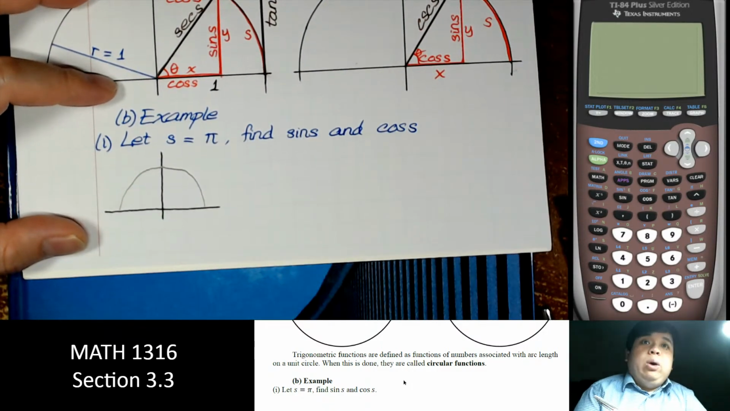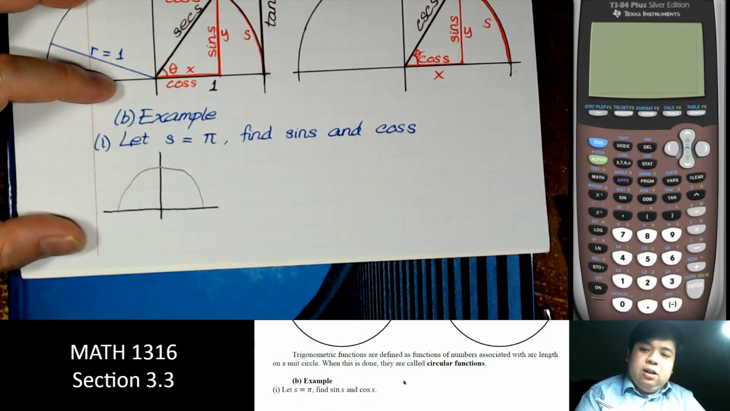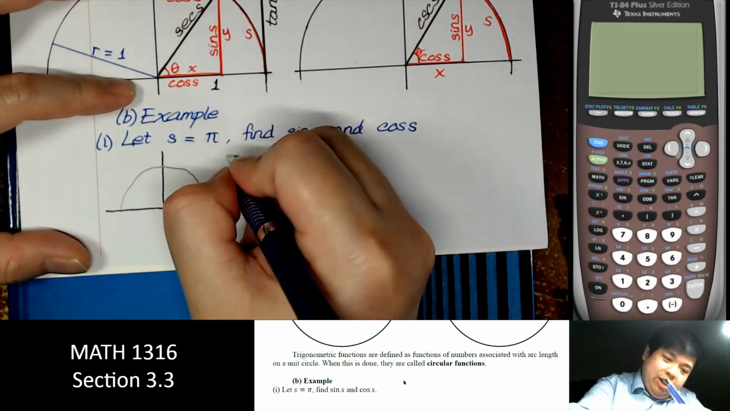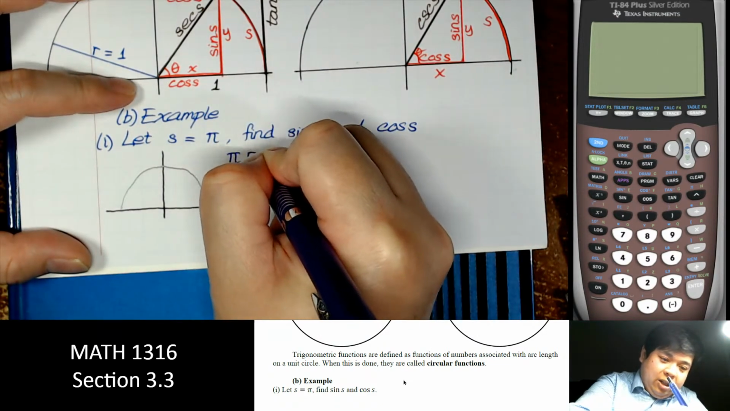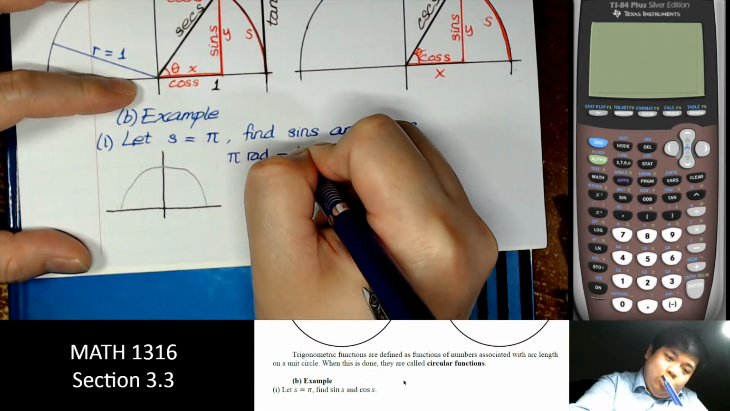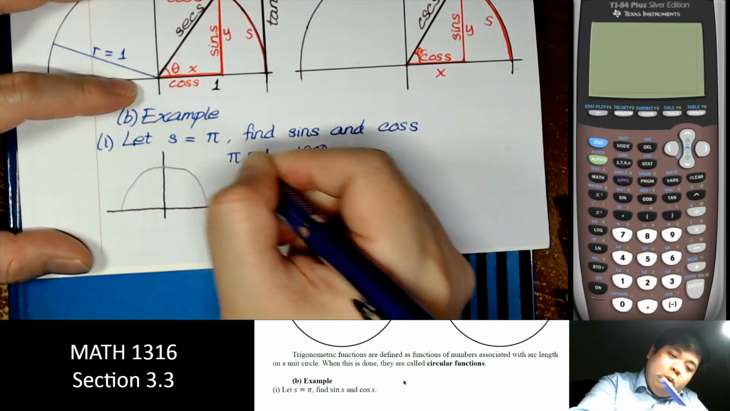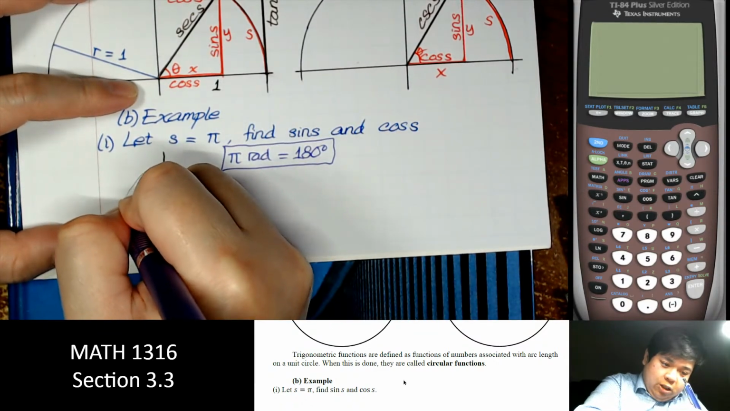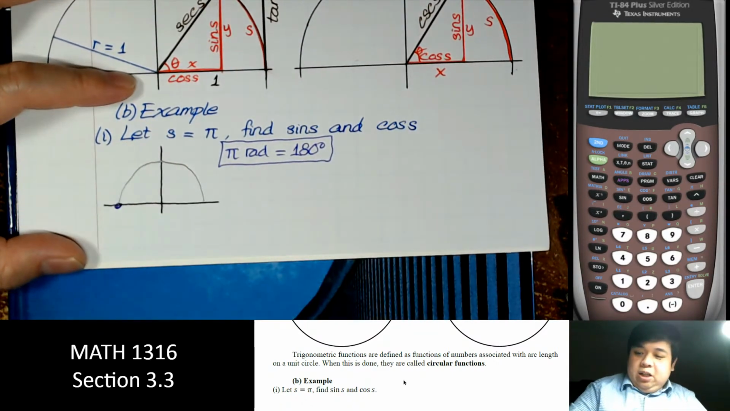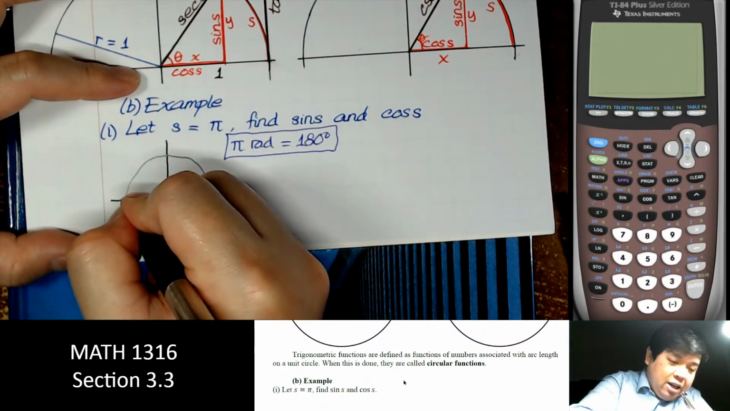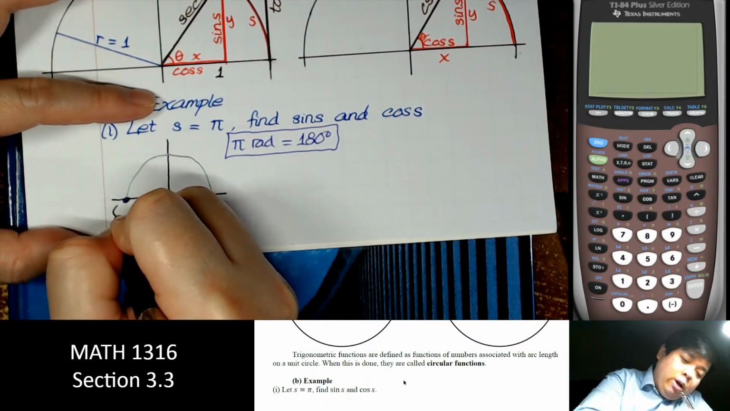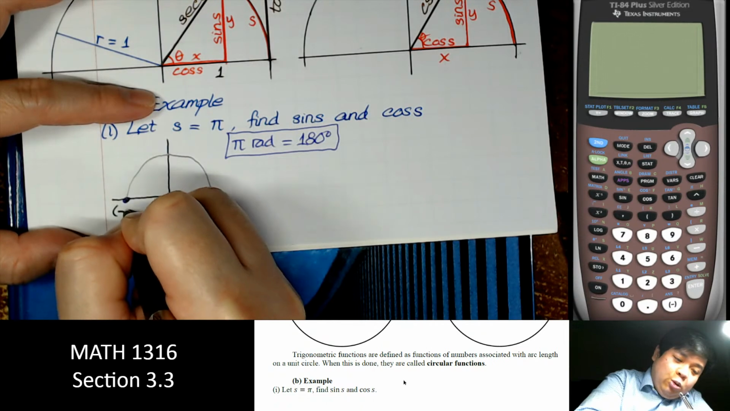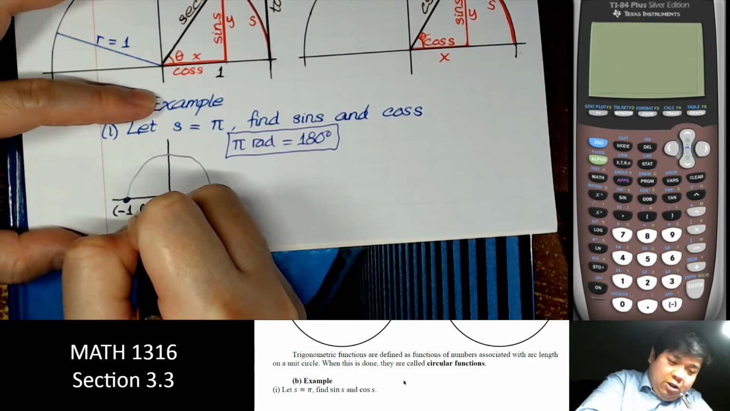Pi, by the way, where's pi? By the way, pi radian is equal to 180 degrees. We always have that. So this is corresponding to 180 degrees, and this is the unit circle. So the point here is x equal to -1, y equal to 0.